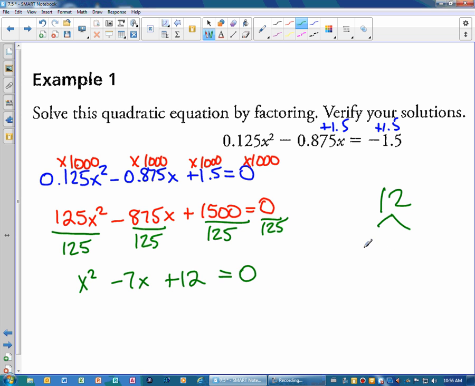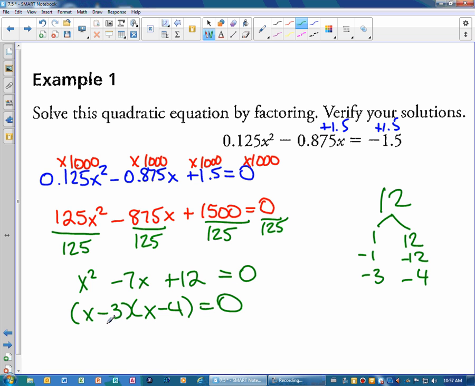2 things that multiply to 12 and add to negative 7. Well, it's not going to be 1 and 12. And it's not even going to be negative 1 and negative 12, because neither of them is going to add to negative 7. Hopefully you're starting to catch on to this. That it has to be negative 3 and negative 4. So negative 3 times negative 4 is positive 12. Negative 3 plus negative 4 is negative 7. So factored form is (x minus 3)(x minus 4) equals 0. Okay, you could have written (x minus 4)(x minus 3).